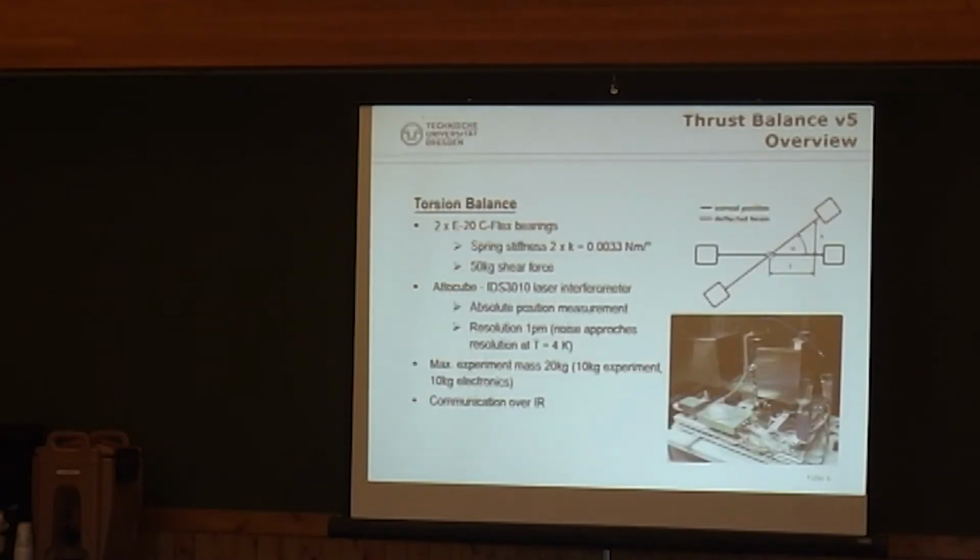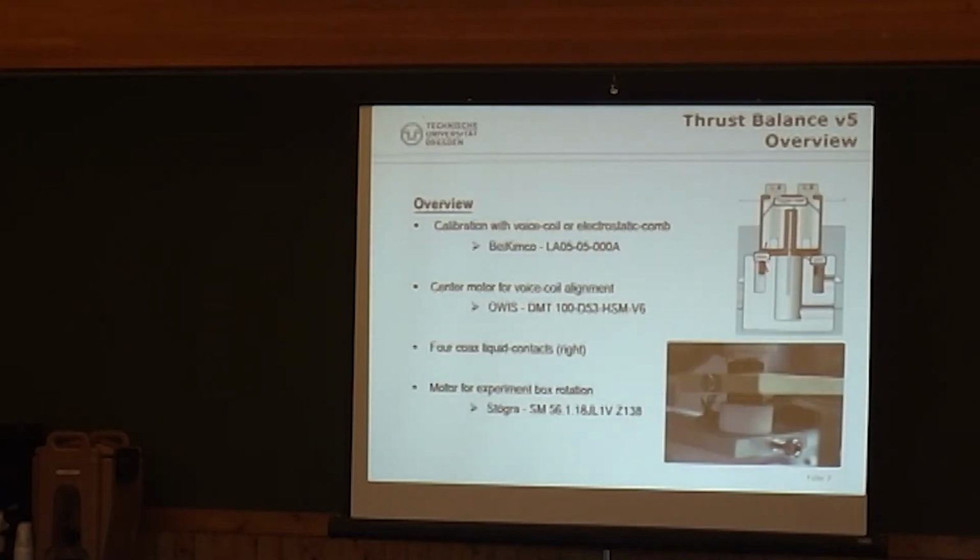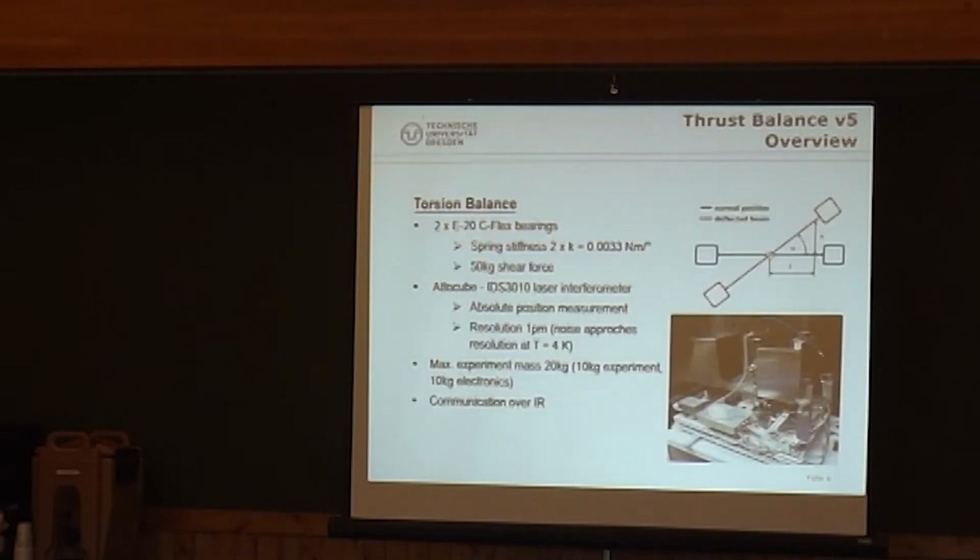So the overview of our thrust balance: we use a torsion pendulum, basically the same as Professor Woodward uses, but we use an E20 C-flex bearing or pivot, and this actually has an 8 times higher spring constant than Professor Woodward's. So our conversion factor from displacement to force is worse, basically.